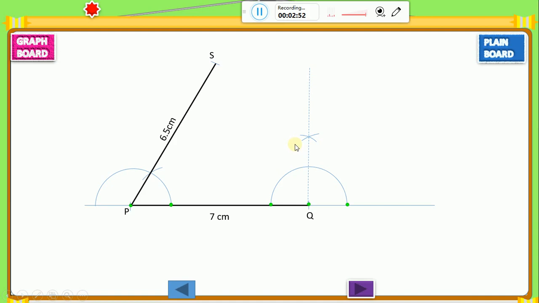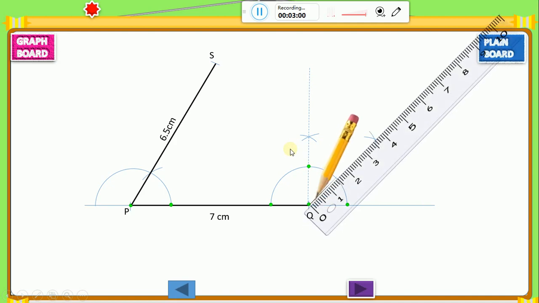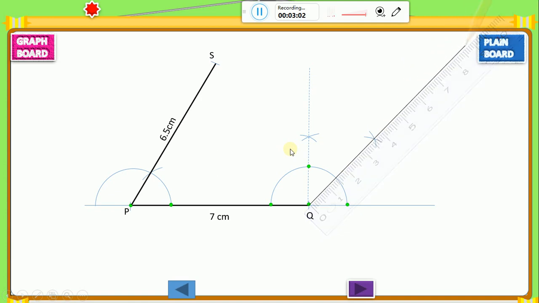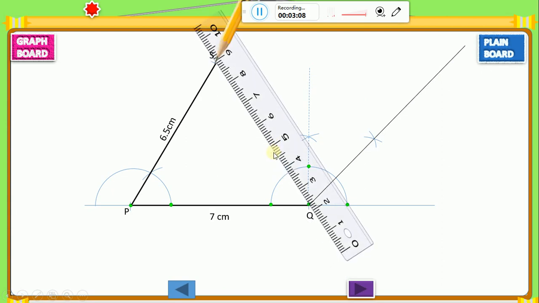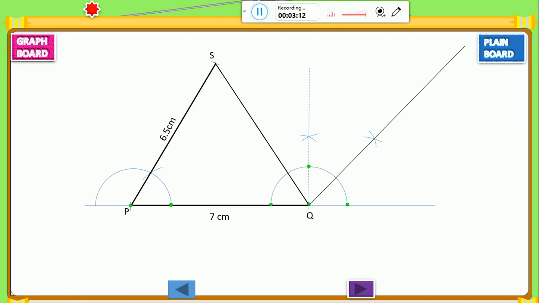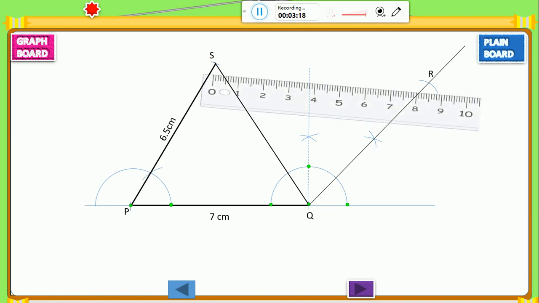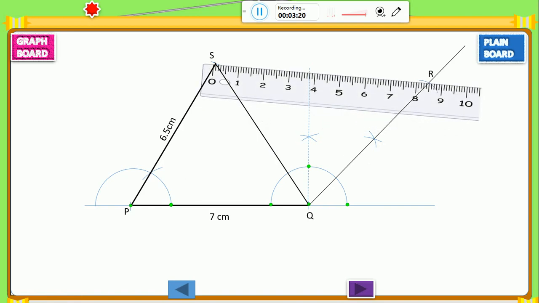constructing angle 90 degrees. Then bisect the angle 90 degrees. That gives us 45 degrees. Then 45 plus 90 will give us 135 degrees, the required angle. Join P to X. Measure QX. Place your compass at Q. Draw an arc R so that QR is equal to QX. Join P to X.